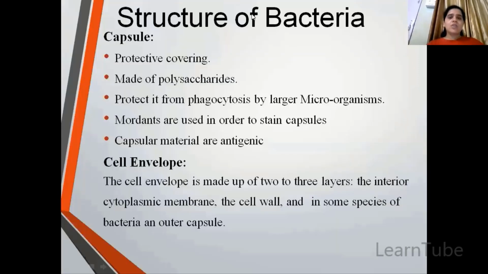So now the structure of bacteria. First, the capsule. As I told you, it is a protective covering which is made up of polysaccharides. Microorganisms which have a capsule or envelope, in virus it is called an envelope, in bacteria it is called a capsule, all those microorganisms which have this kind of additional covering cannot undergo phagocytosis. So the virulence factor is quite high.